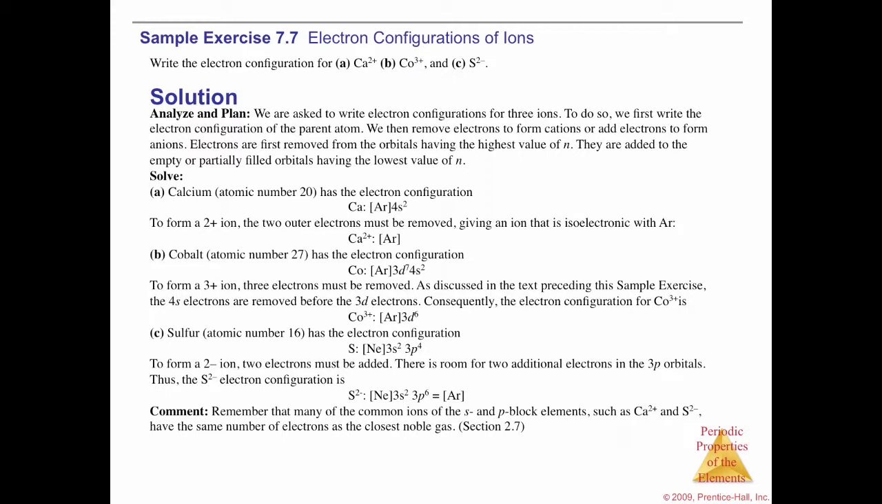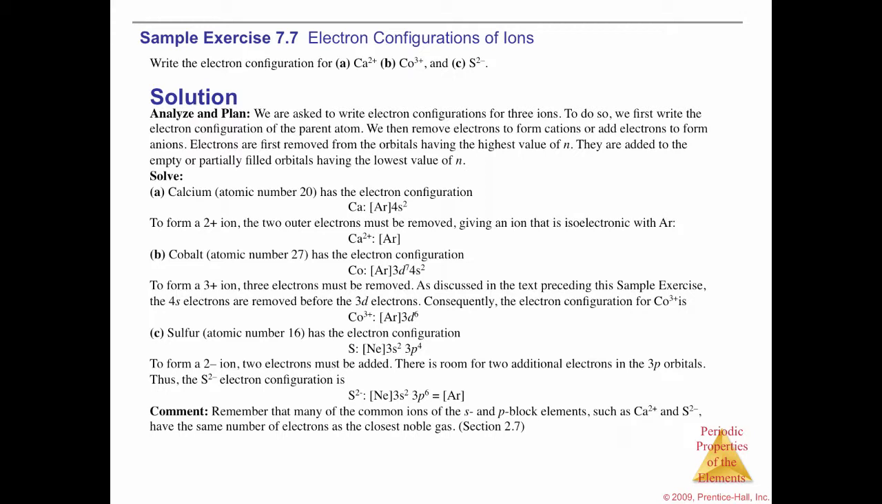Electrons are first removed from the orbitals having the highest value of n. They are added to the empty or partially filled orbitals having the lowest value of n. Calcium, atomic number 20, has the electron configuration argon 4s2. To form a +2 ion, the outer 2 electrons must be removed, giving an ion that is isoelectronic with argon.